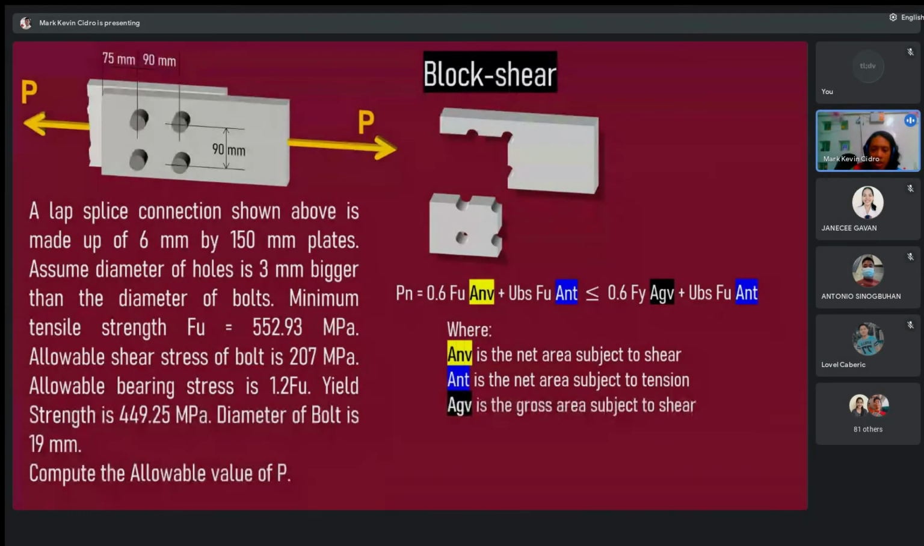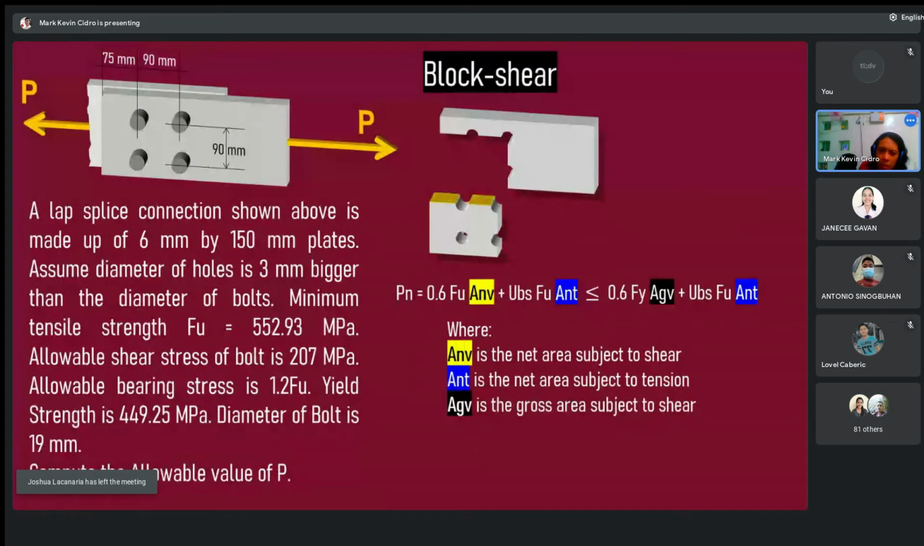Anv is the net area subject to shear. Ant is the net area subject to tension. Agv is the gross area subject to shear. Gross area, ibig sabihin, hindi rin natin ima-minus ang mga area occupied by the bolts.